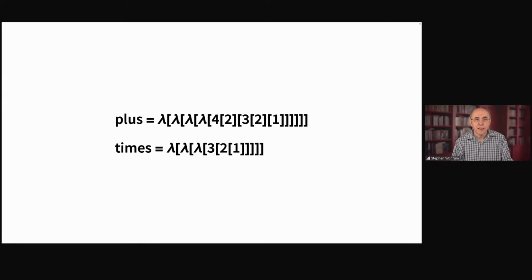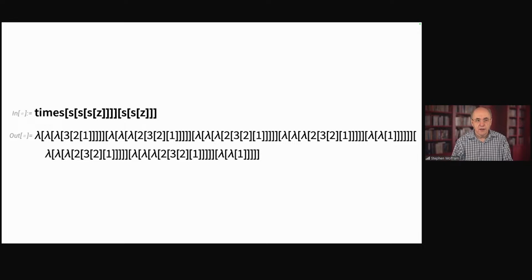So along the same lines, we can define plus as lambda, 4 lambdas, and then some expression, and times with actually only three lambdas, where these functions take their arguments in so-called curried form. So if we want to multiply 3 by 2, we say times of 3 of 2, and so on. So, for example, then 3 times 2 becomes times of s of s of s of z of s of s of z. That's times of 3, 2, and it's in raw form. It's that complicated lambda expression there.